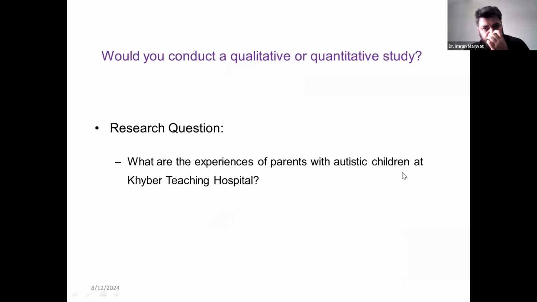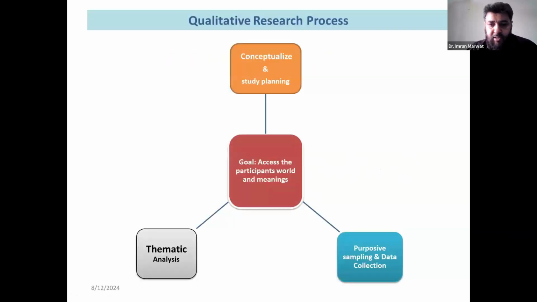If I am interested to study the experience of parents with autistic children, do you think that I should interview any parent? Definitely I have to interview the parents whose kids are autistic children. They will be the proper persons to give me the proper information. So that is the purposive sampling. Okay, and then data collection.